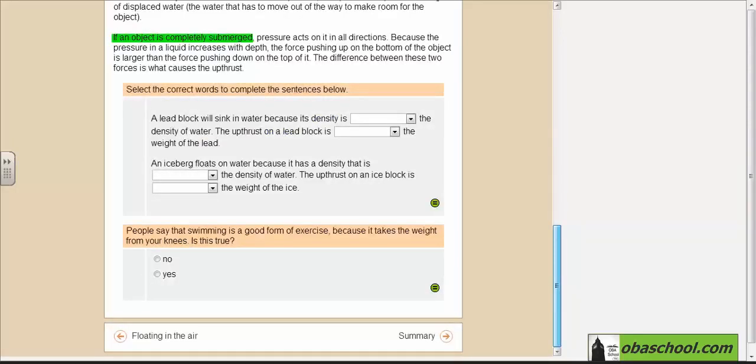If an object is completely submerged, pressure acts on it in all directions, because the pressure in a liquid increases with depth. The force pushing up on the bottom of the object is larger than the force pushing down on the top of it. The difference between these two forces is what causes the upthrust.